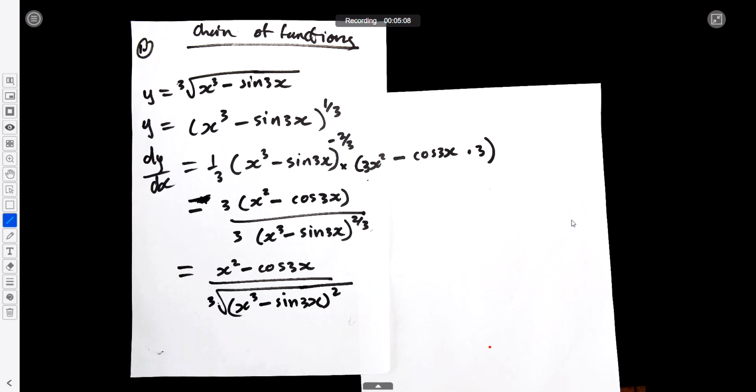So the chain of functions in N5 is very important. You won't run away from it. That's the final answer.